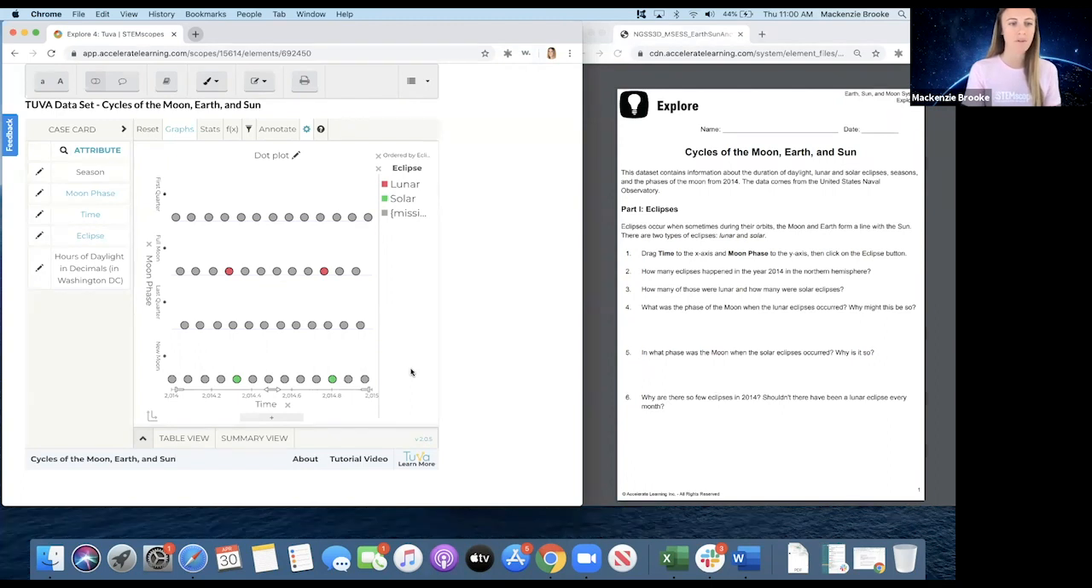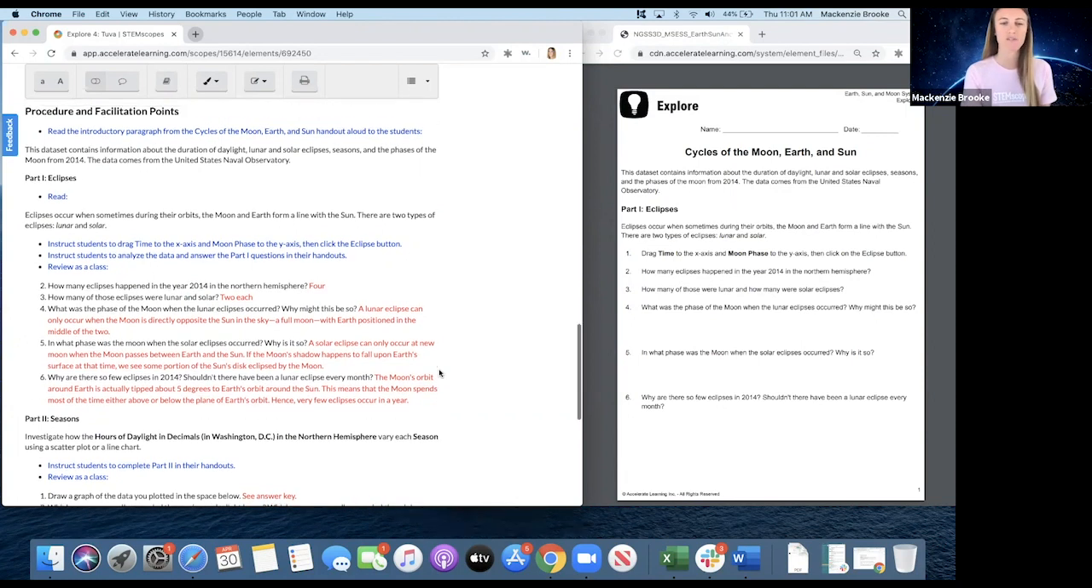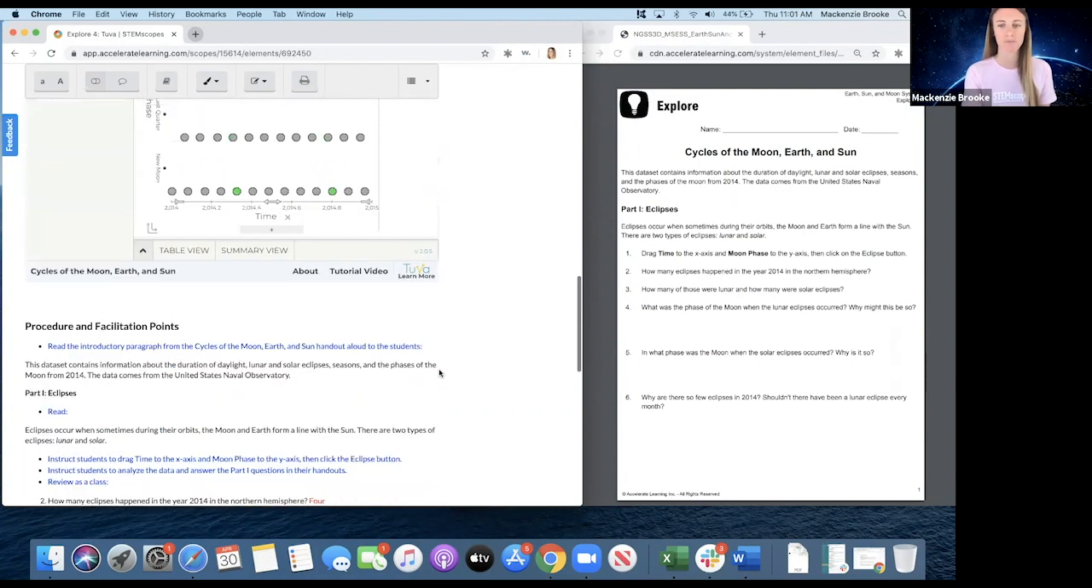As I scroll down, you'll notice here that the moon's orbit around the Earth is actually tipped about 5 degrees to Earth's orbit around the sun. This means that the moon spends most of its time either above or below the plane of Earth's orbit. So that's why there are very few eclipses that occur every year.